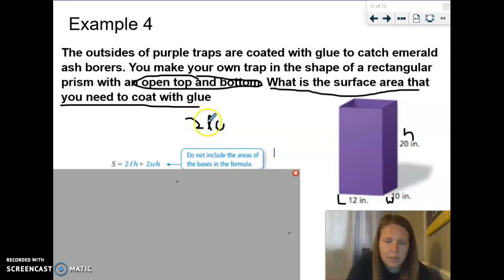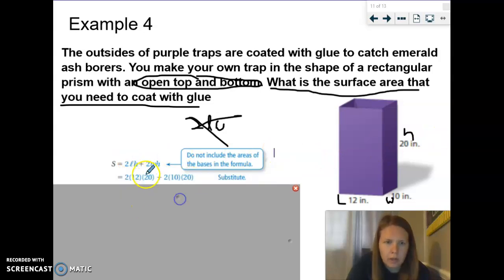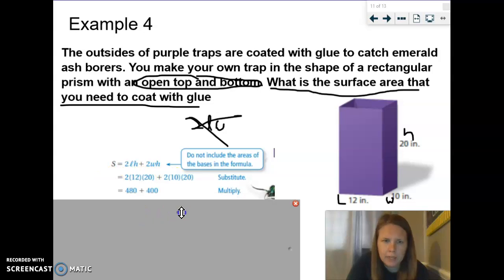Okay, those are the base part of this shape, and I don't want to use those. So I'm only going to use this part of the formula. So then I'm going to plug in what I know, okay? Well, I know the length is 12, my height is 20, my width is 10, and my height is 20. Multiply these together first before you add them together.